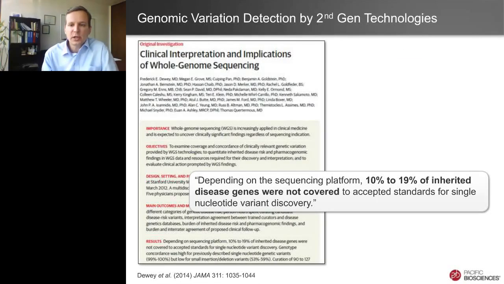As an illustration, I would like to cite a few papers that highlight this limitation. This is a paper by a large number of authors looking at the different short-read sequencing technologies and asking about their value for clinical interpretation and implications from these whole genome sequencing events, looking at the SNPs. And the authors concluded that depending on the sequencing platform used, 10 to 19% of inherited disease genes were not covered to accepted standards for single nucleotide variant discovery.